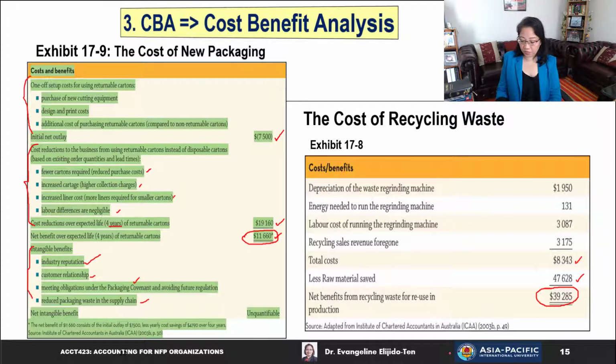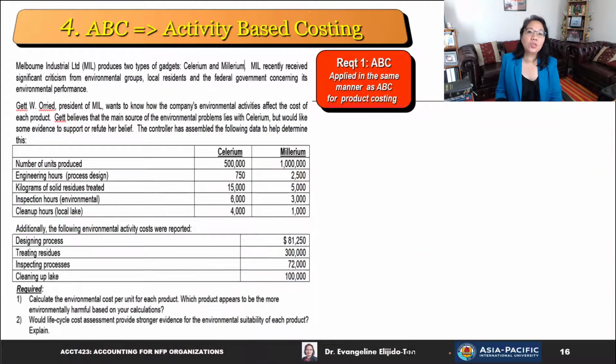All right, so CBA is another good analytical tool in order for us to do something that is environmentally friendly. And the fourth one that I'd like to introduce to you is activity-based costing. Those of you who have taken cost accounting would have been introduced to activity-based costing. So here is an example of how we could use ABC in sustainability management. All right, let's suppose that Melbourne Industrial Limited is an enterprise fund owned by a government body. All right, so here they are in manufacturing. They produce two types of gadgets, the Celerium and Millennium.